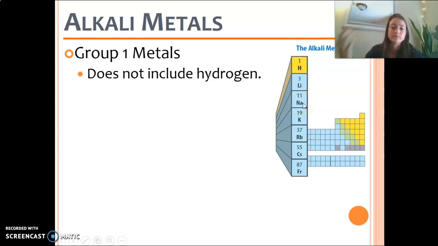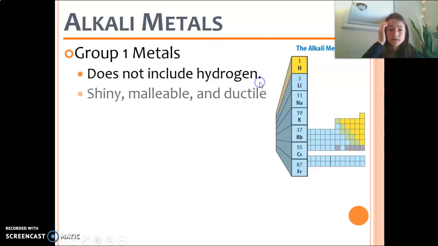We know that hydrogen, based on the coloring of your periodic table, which you should have in front of you or somewhere accessible, is going to be a non-metal, so this is not going to include hydrogen. Our group 1 metals are shiny, malleable, and ductile. Another word that I want you to think of for shiny is lustrous. Lustrous has the same meaning as shiny.